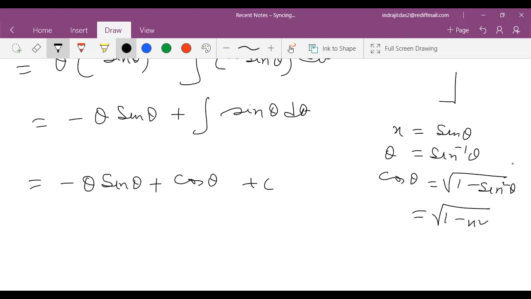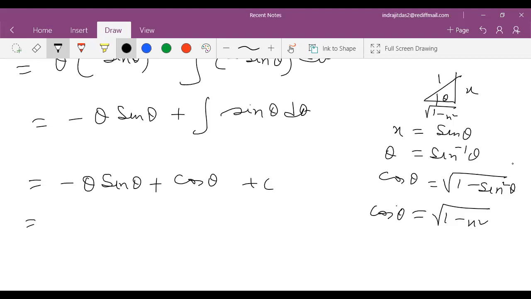If you cannot understand, you can draw the diagram also. Sin theta is perpendicular by hypotenuse, so x by 1. So the base will be 1 minus x square, perpendicular square subtracted from hypotenuse square. So if it is theta, then cos theta will be base by hypotenuse. Base is root of 1 minus x square, so cos theta is 1 minus x square under root by 1.